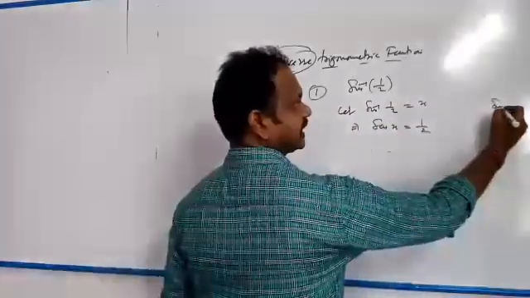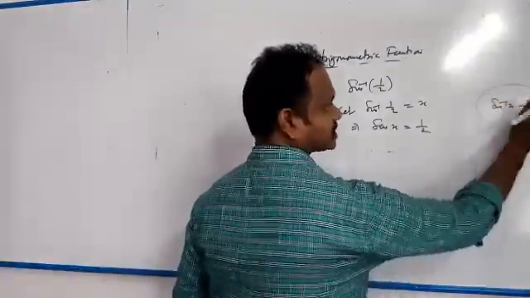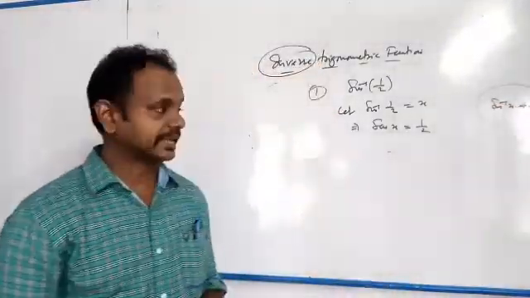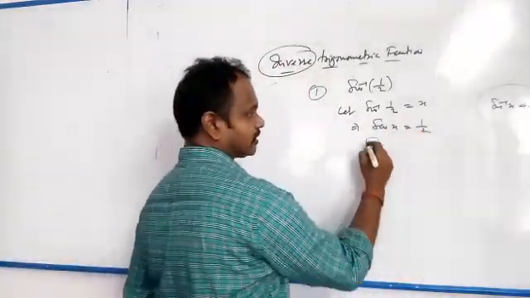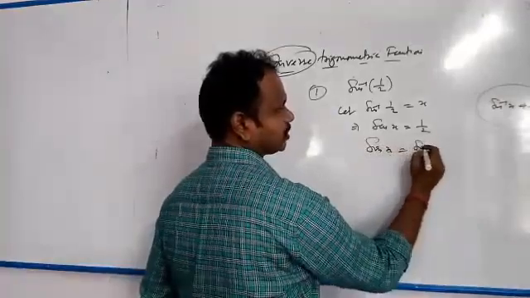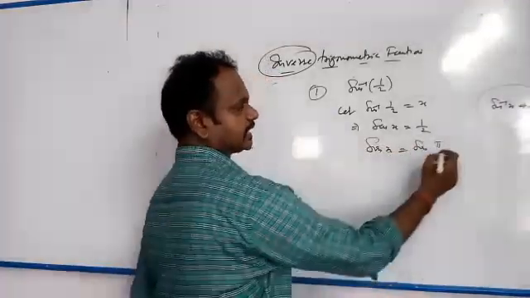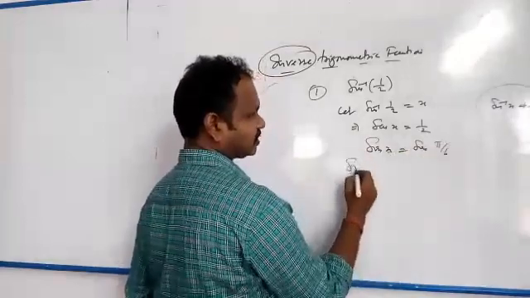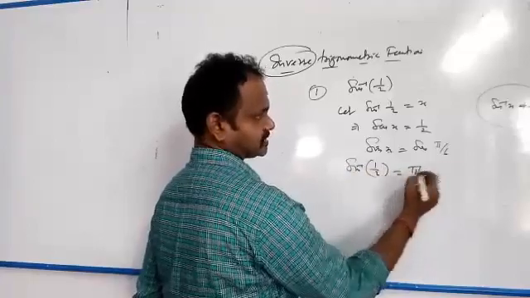Always remember that sine inverse x is not equal to 1 by sine. This is the concept of inverse function. So this is not equal to 1 by sine x. So we can write sine x is equal to 1 by 2. Now 1 by 2 means sine x is equal to sine how much? That is equal to sine 30 degrees. Sine 30 means pi by 6. So the value of sine inverse 1 by 2 is equal to pi by 6.